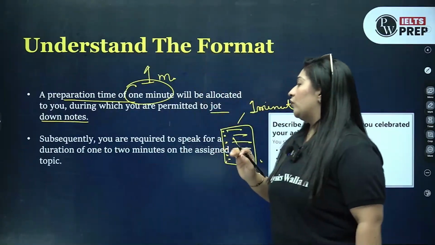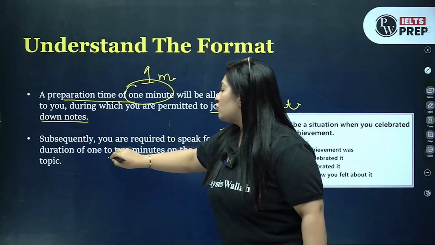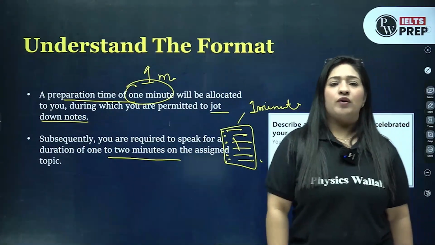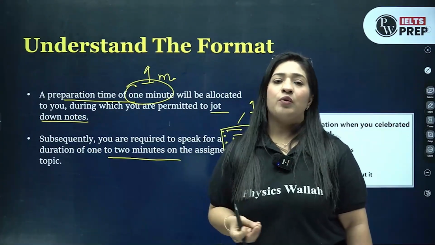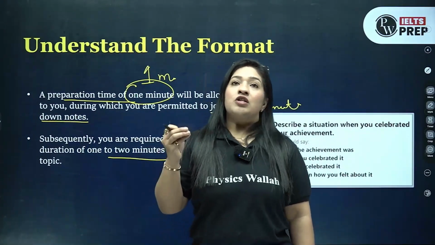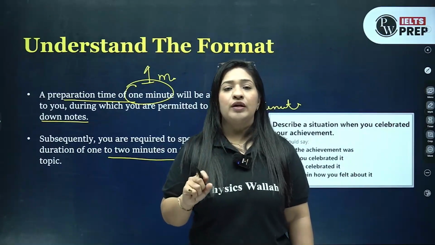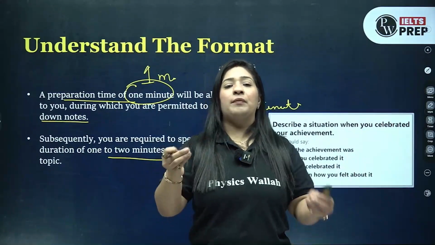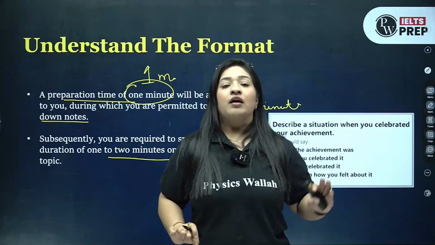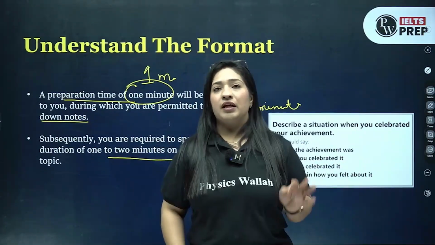Then after, you will be asked to speak for 2 minutes, 1 to 2 minutes. You will always see that the examiner will ask you, okay, now you have a time to speak 1 to 2 minutes. So most of the students, the very first mistake they do is कि okay, examiner ने बोला 1 to 2, तो 1 minute होते ही रुक जाते हैं. No, don't do that.